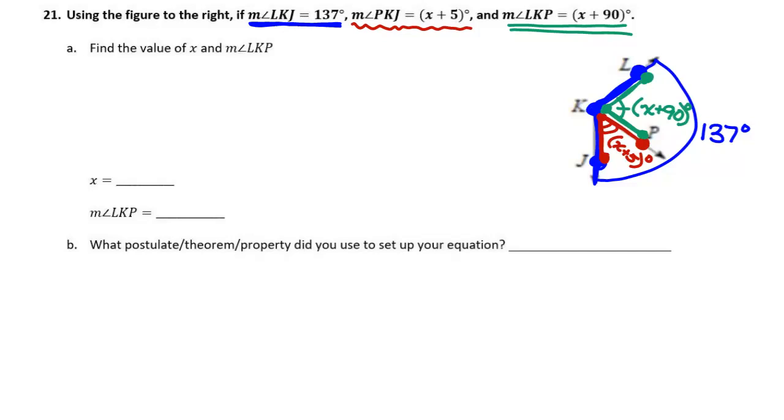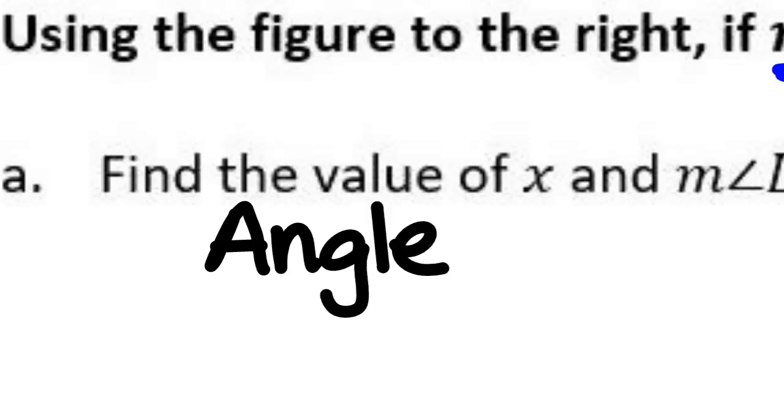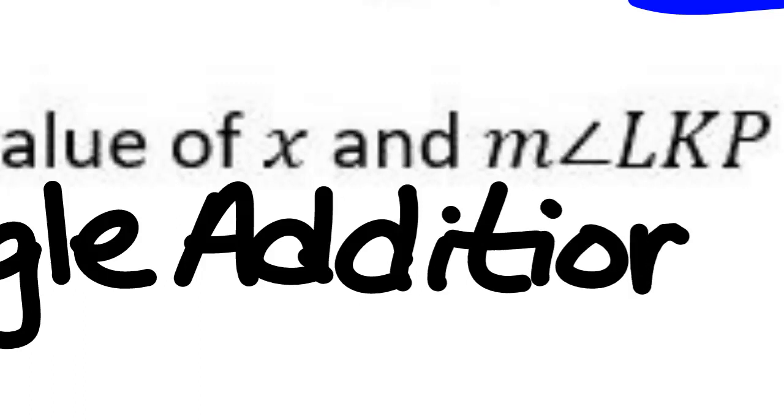Is angle JKP 137 degrees by itself? No. What'd you say? If we combine them, what operation would we use to combine these? Addition. So what are we going to need to use to do this problem? The angle addition postulate, because we're going to add angles together. If it asks for it. If it doesn't ask for it, then no.